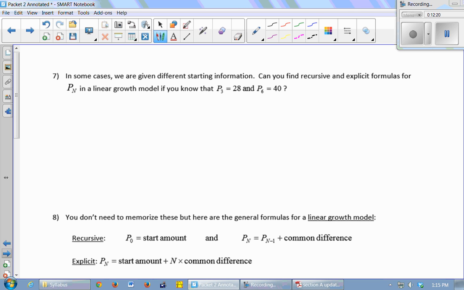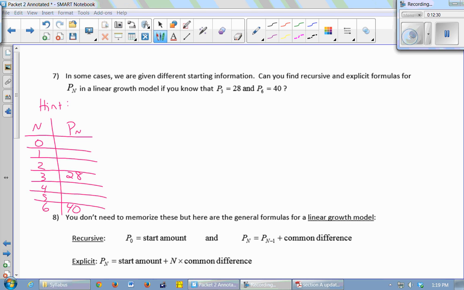So take a few minutes and see if you can come up with a formula, recursive and/or explicit. You can try to do both using that information. I put up a little hint by putting up a table of values and filling in some of them. So translating the information they gave you that P3 is 28 and P6 is 40, if you make a little table with N and P sub N, it's easier to see how things are changing.